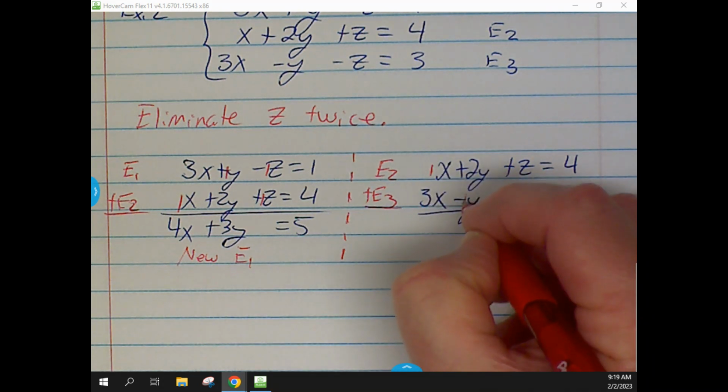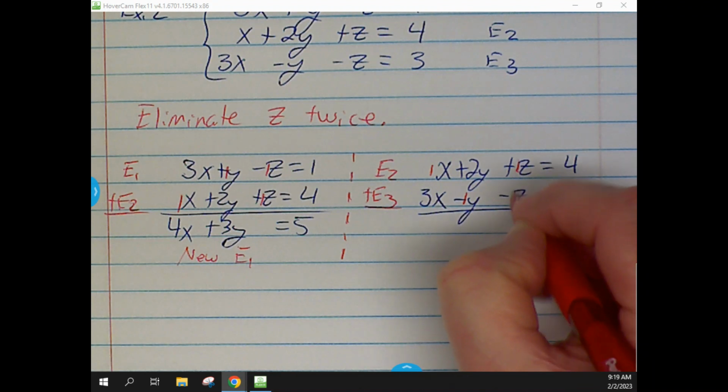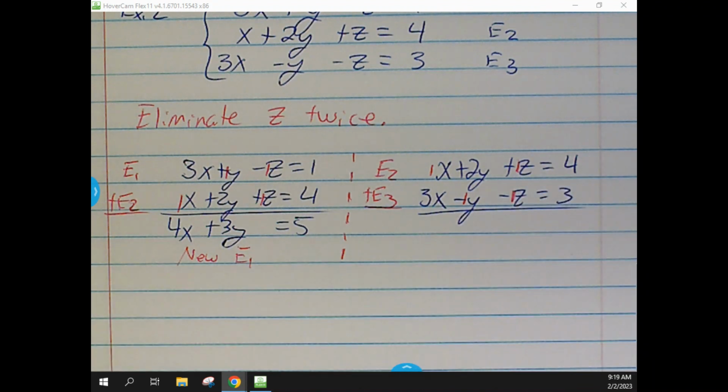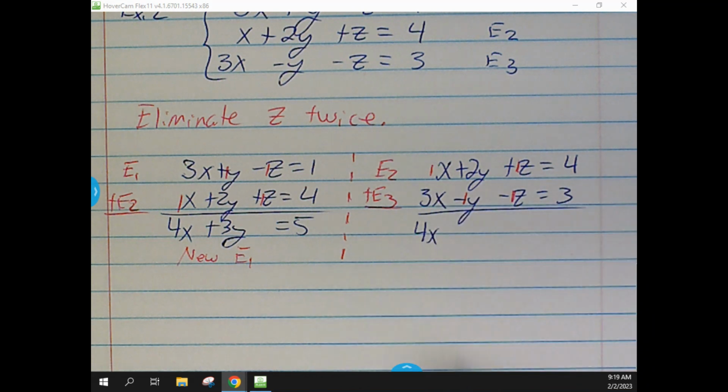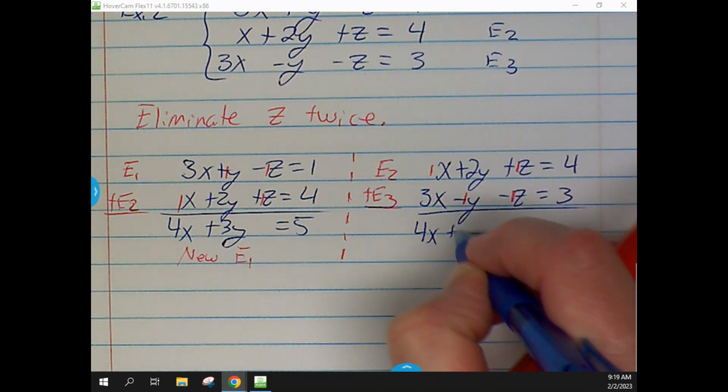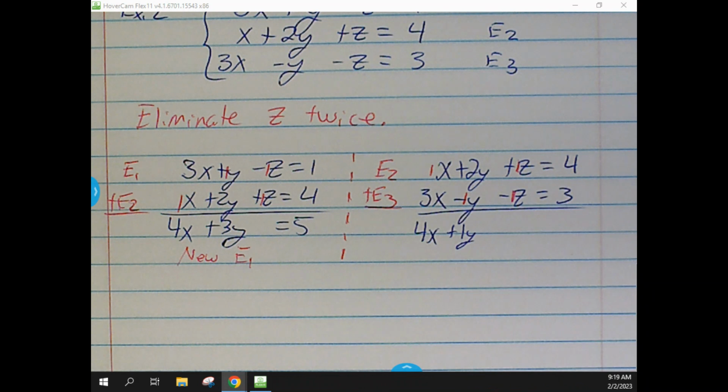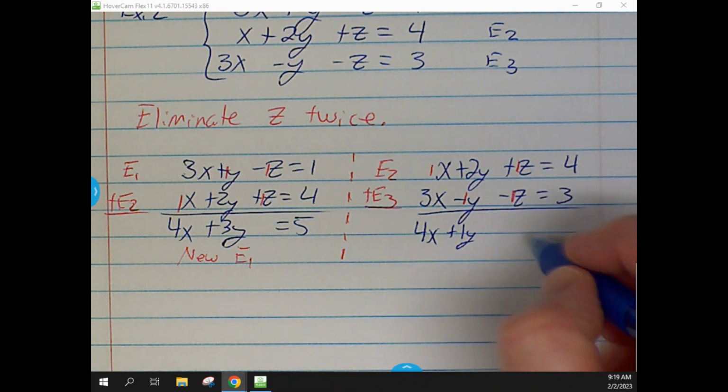All right, again, if it helps a little bit, go back and put ones everywhere where the variables are by themselves. So we've got 1x plus 3x for 4x. We've got 2 minus 1, which is 1y, which is okay if we put that. 1z minus 1z, 0. 4 plus 3 is 7.